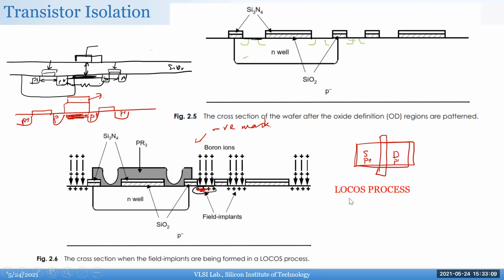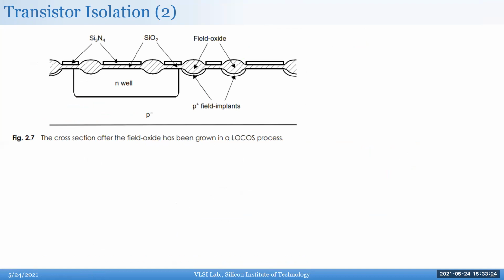And LOCOS usually stands for local oxidation process. This is one of the oldest processes. The one example I showed you, which I'll show you again, is called STI, shallow trench isolation. This is just showing you the follow-up steps. So what they do is you do this implant and then you grow what's called field oxide.